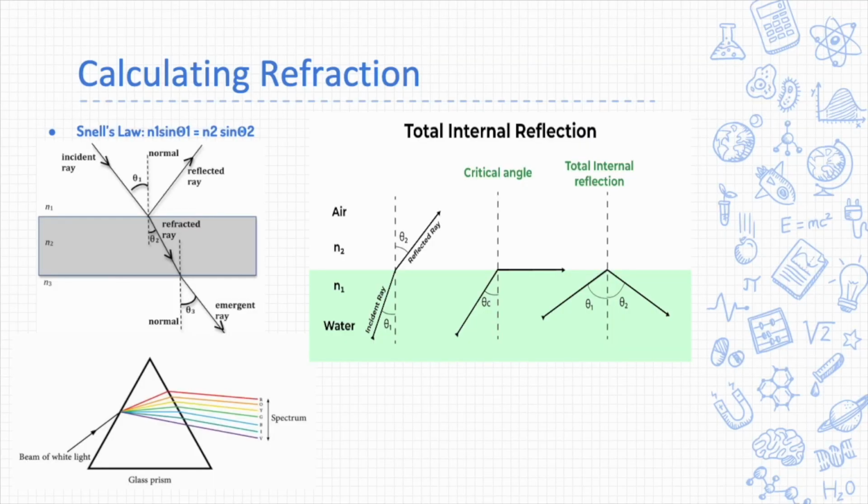In calculating refraction, we use Snell's law, n1 sine theta 1 equals n2 sine theta 2, meaning there is a direct correlation between the incident ray and refracted ray and their indices of refraction.